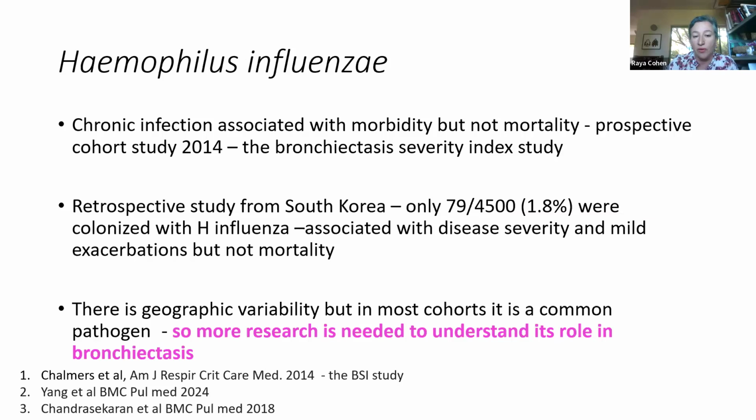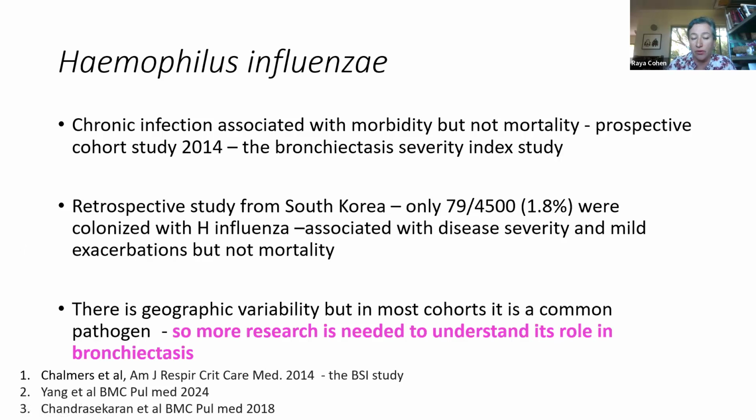What about Haemophilus? It's also a very abundant pathogen, but chronic infection with Haemophilus is less associated with morbidity and mortality. A cohort study published in 2014, the Bronchiectasis Severity Index study, showed that any chronic infection with many pathogens, including Haemophilus, was associated with morbidity, but not mortality.